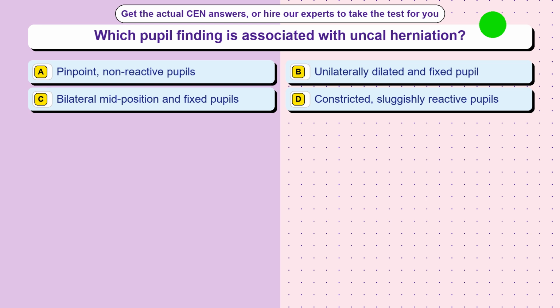Question 63. Which pupil finding is associated with uncal herniation? Option A, pinpoint, non-reactive pupils. Option B, unilaterally dilated and fixed pupil. Option C, bilateral mid-position and fixed pupils. Option D, constricted, sluggishly reactive pupils.